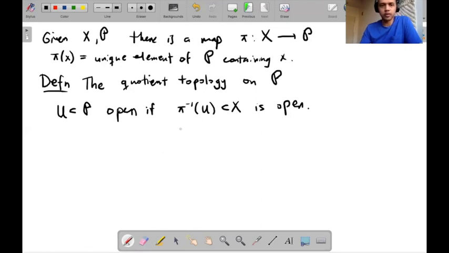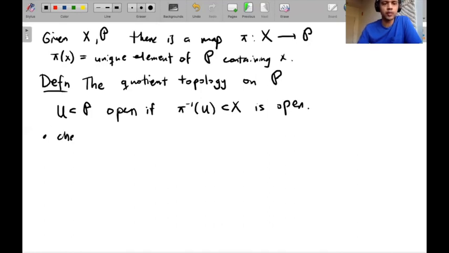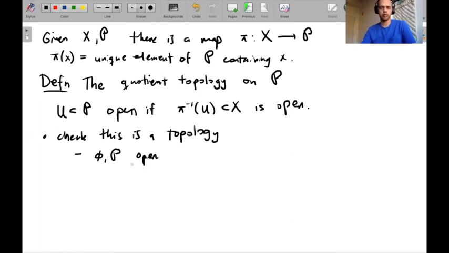But before we get there, the first thing to do is to check that this defines a topology. So we need to show that the empty set and all of P are open. But that's true, just trivially. The preimage of P is all of X, and X is open.